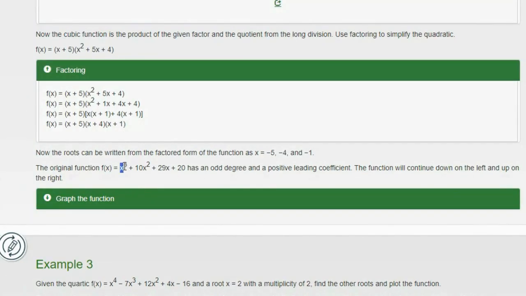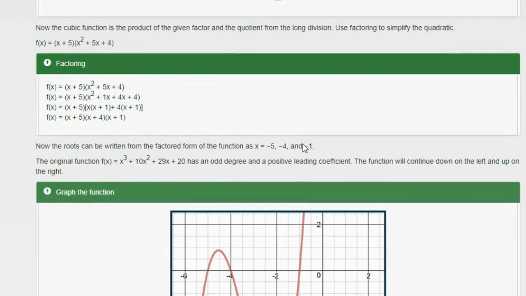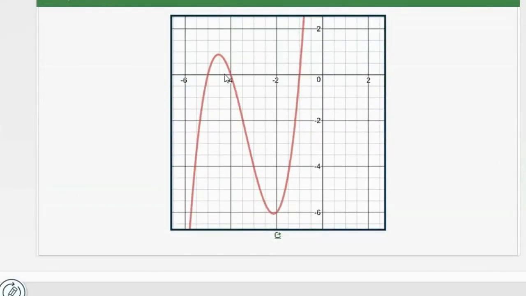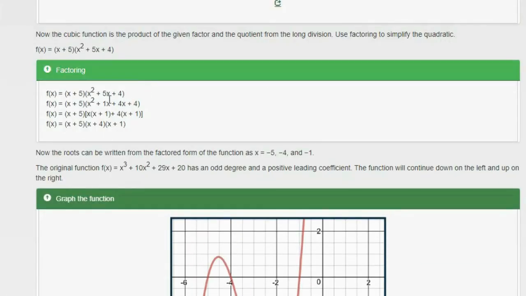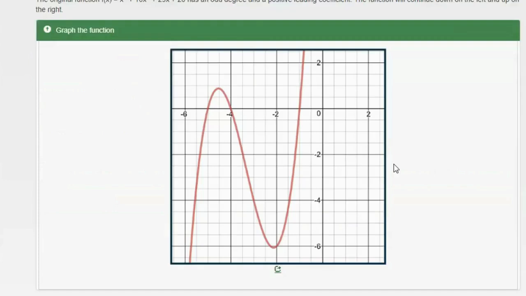And we know it's x to the third, so it's going to go down on the left and up on the right. So we would start down and grow up through -5, go down through -4, and back up through -1. Using the long division to find all of the zeros, to find all the roots.